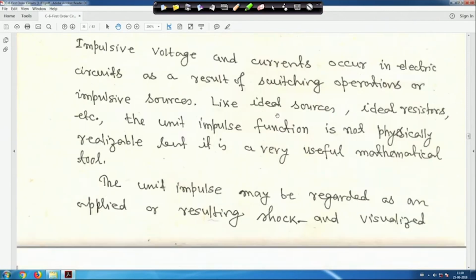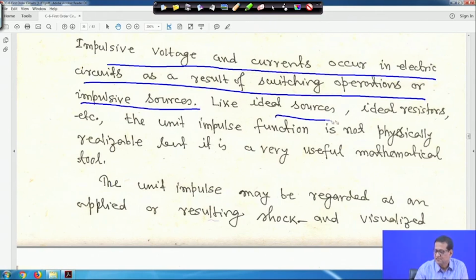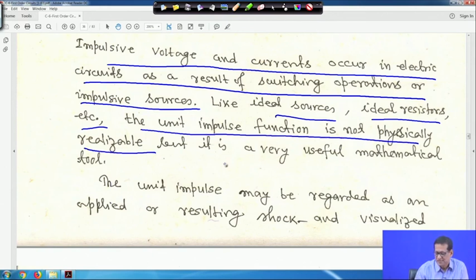You might have experienced also that impulsive voltages and currents occur in electric circuits as a result of switching operations or impulsive sources, like ideal sources, ideal resistors etc. The unit impulse function is not physically realizable, but it is a very useful mathematical tool for analysis of various circuits.